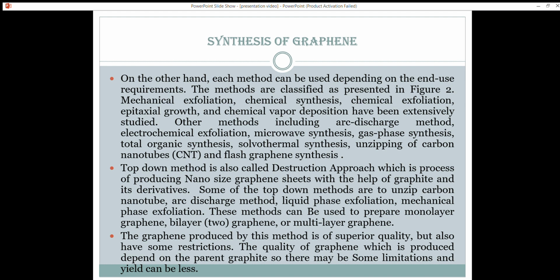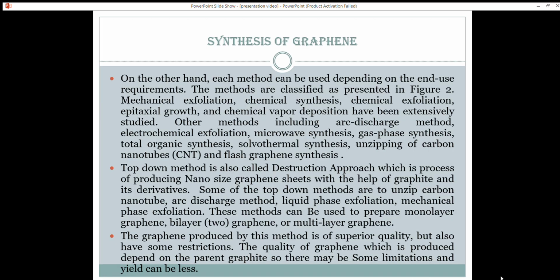It will depend on our choice which type of graphene we want to prepare, whether it is monolayer, bilayer, or multilayer. Then we will choose the method according to that. The graphene produced by this method is of superior quality, but it may also have some restrictions. The quality of graphene produced depends on the parent graphite. So there may be some limitations and yield can also be less.